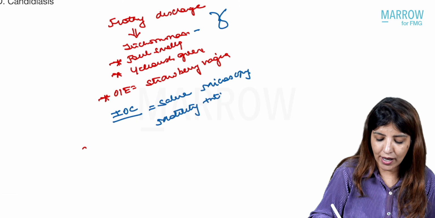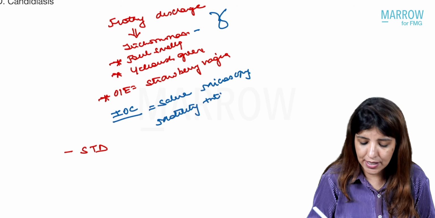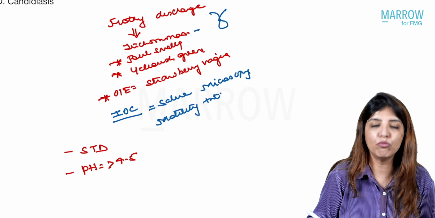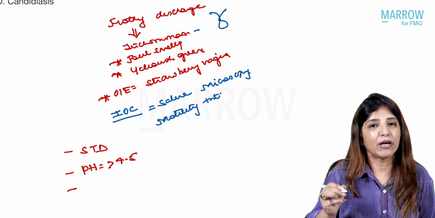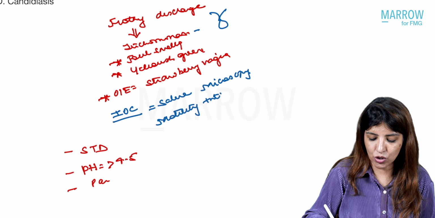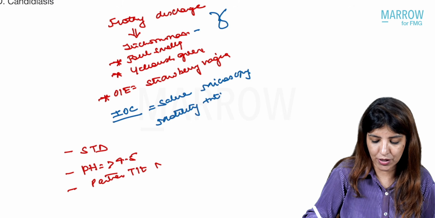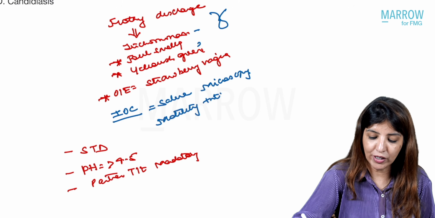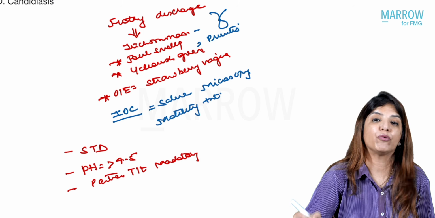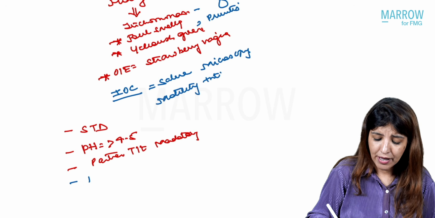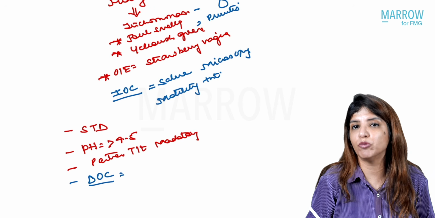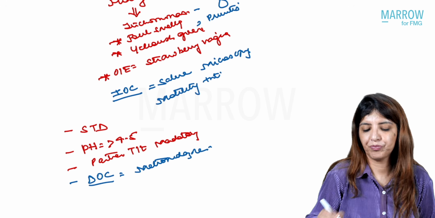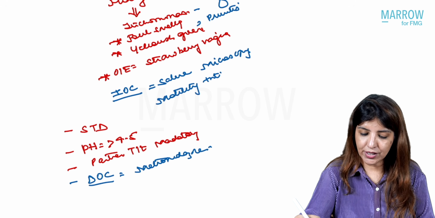Remember, trichomonas is a sexually transmitted disease. The pH of discharge in case of trichomonas will be more than 4.5. Because it is sexually transmitted, that is why partner treatment is mandatory. In case of trichomonas, the patient will definitely come to you with a complaint of pruritus. Then the drug of choice to treat trichomonas infection is metronidazole, right?